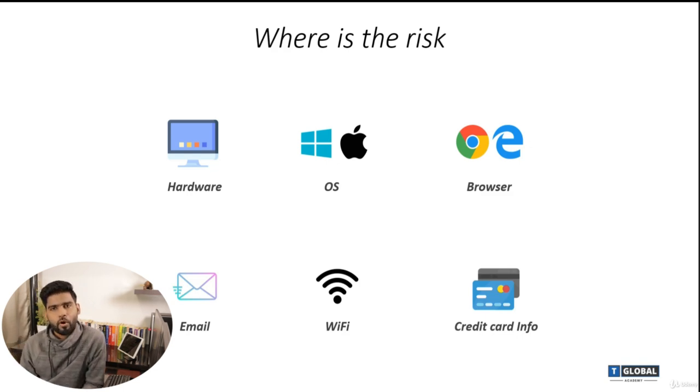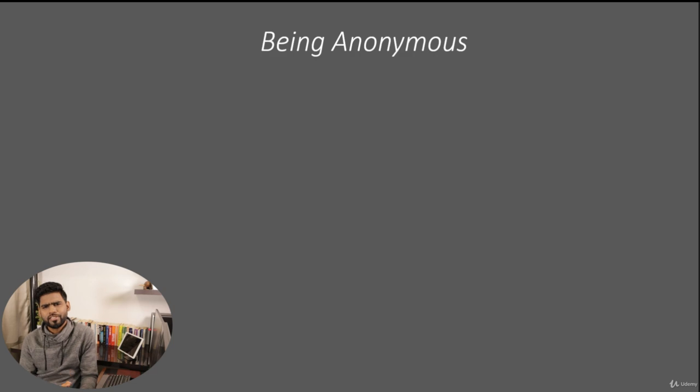Now it is important to understand how all these risks can be covered at the end, right? And that's what we are talking about while being anonymous and achieving privacy as well. So this is all about it. Now let's talk about how to reduce the risk on every layer. So we talk about risk at the hardware, operating system, browser, and email. All right, we'll talk about each one of them one by one.